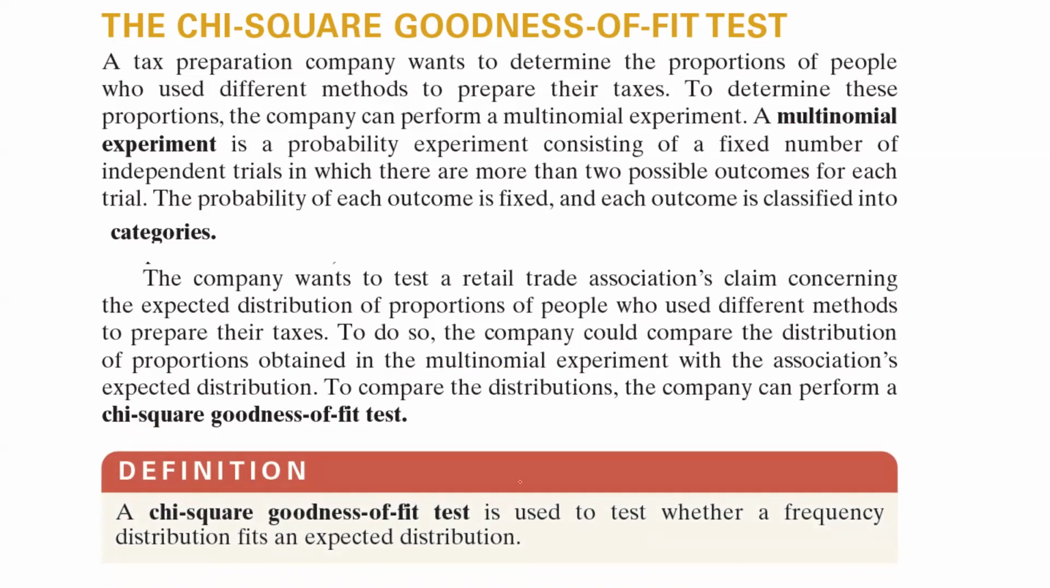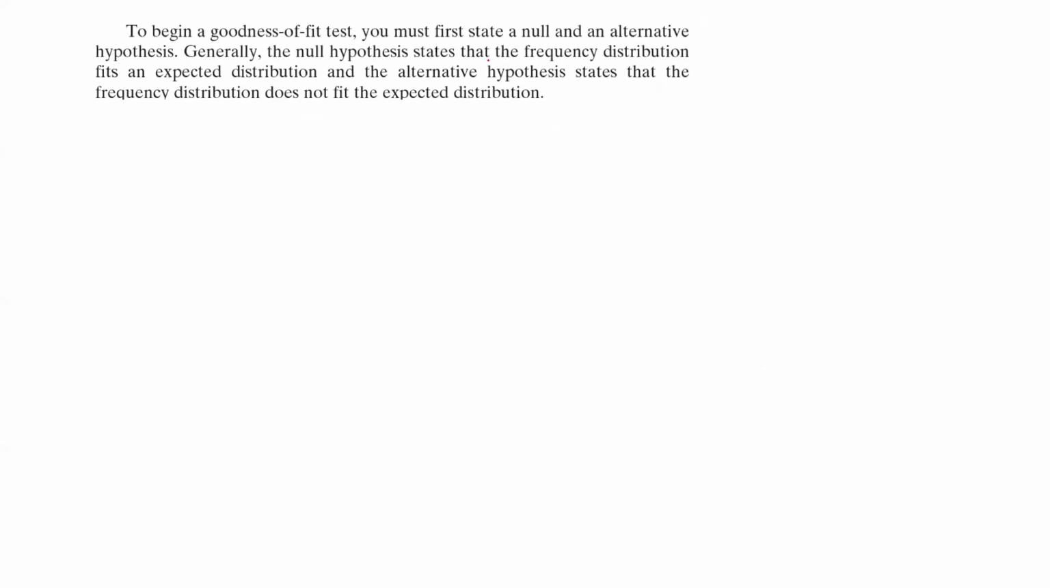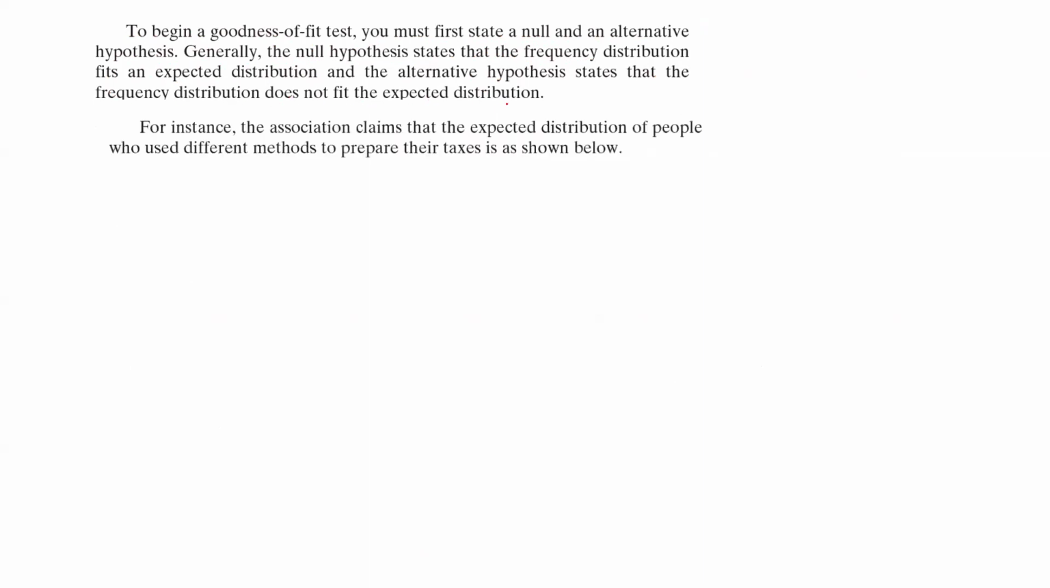Definition. A chi-squared goodness of fit test is used to test whether a frequency distribution fits an expected distribution or not. We have some processes to follow. To begin a goodness of fit test, you must first state a null and alternative hypothesis. Generally, the null hypothesis states that the frequency distribution fits an expected distribution, and the alternative hypothesis states that the frequency distribution doesn't fit the expected distribution.